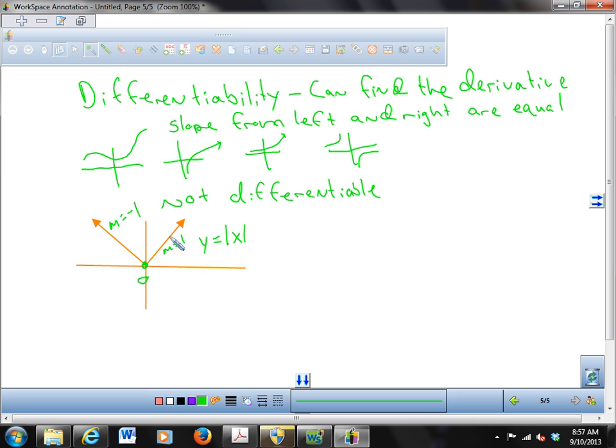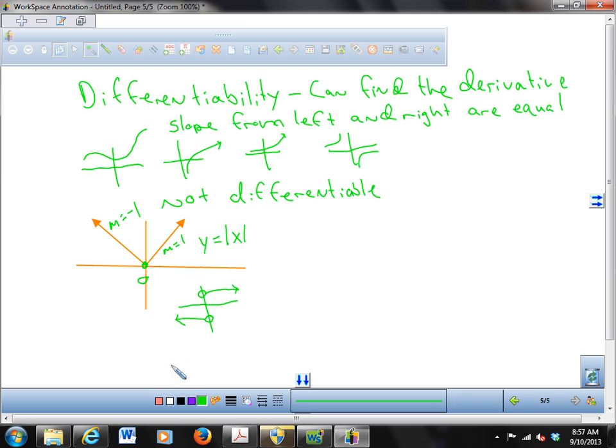It's differentiable over here. The rate of change is always 1. The rate of change here is always -1. But right at that point, since it changes abruptly, it would not be differentiable. I could still sketch a derivative. The derivative would probably look something like this and like this.